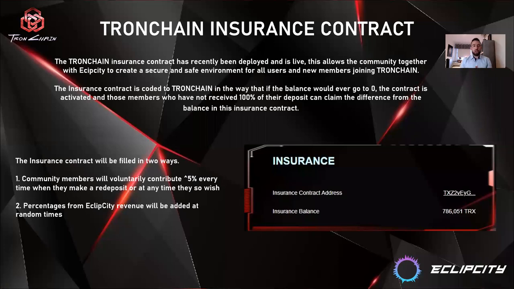Now, the insurance contract is coded to Tron Chain in such a way that if the balance would ever go to zero, which we highly doubt, the contract will be activated, and those members who have not received 100% of their deposit can claim the difference from the balance in this insurance contract. That means that we as a community and we as the Eclipse City ecosystem together are creating a guarantee, an insurance for every single new member.